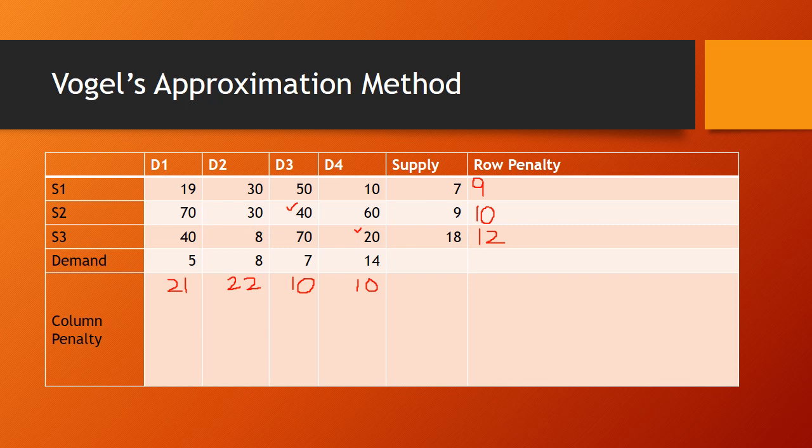Now we have to see which one has the highest penalty. If you look, column D2 has the highest penalty. This column is our area of interest now. Among this column D2 you have to see what is the least cost. This is the least cost, that is 8. So among the column which has the highest penalty, you choose the cell which has the least cost. So you will choose the cell with 8.